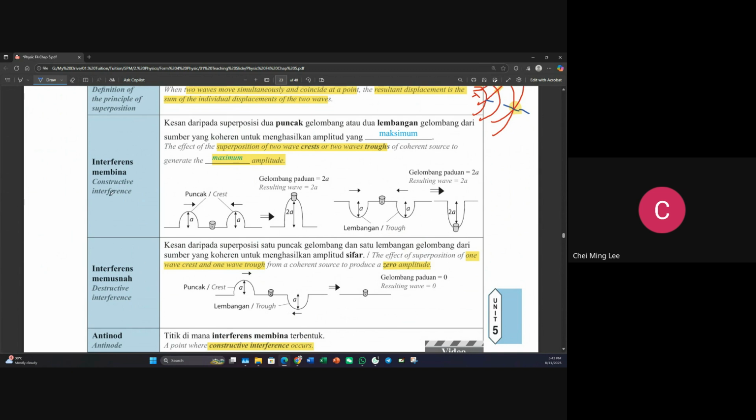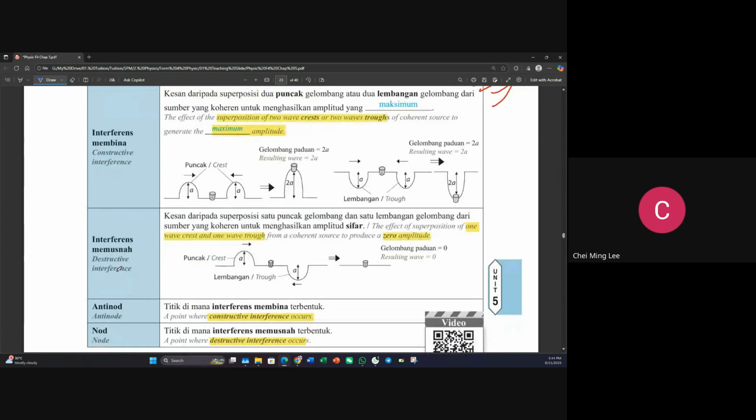This one is constructive interference. Destructive interference is when the crest and trough from a coherent source produce a zero amplitude line. Both go here and here, so they cancel out each other and become like this, nothing happens. So this one is destructive interference. An antinode is a point where constructive interference occurs, like this point here. A node is the point where destructive interference occurs. Okay, all right, jot this down.